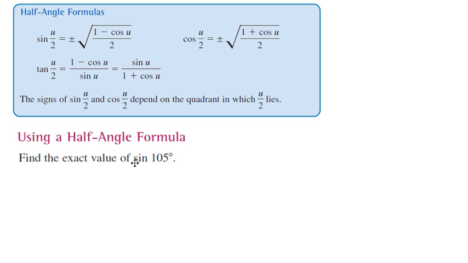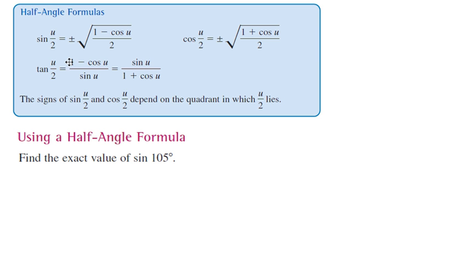Find the exact value of sine of 105. Okay. Now, that's not our u, or at least that's not u. Sorry, the sine of 105 is our u over 2. But what was our u then? Okay, our u was 210, because I have to double this.